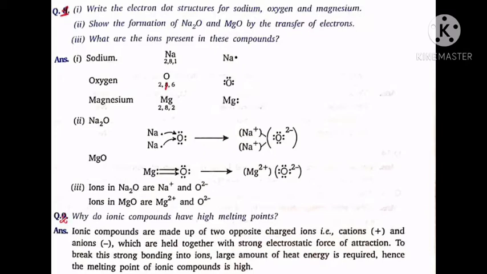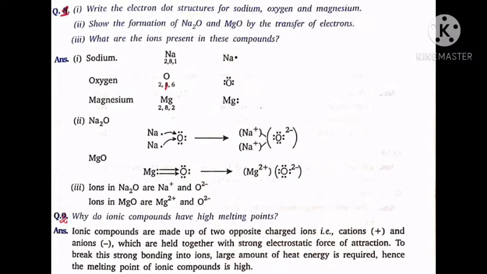Magnesium, atomic number 12, so electronic configuration 2, 8 and 2. Magnesium contains 2 electrons in the outermost shell, so it is indicated by Mg with 2 dots.